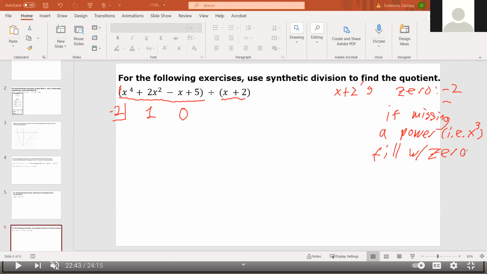If we're not missing anything, if this was nice and went x to the 4, 3x cubed down in the order, we don't have to put that 0 filler, but be aware that sometimes we have to fill in that spot with a 0. Now my x squared term is 2, the coefficient in front of x squared. The coefficient in front of x is -1, and my constant term is 5. Everyone good with that part of the process?